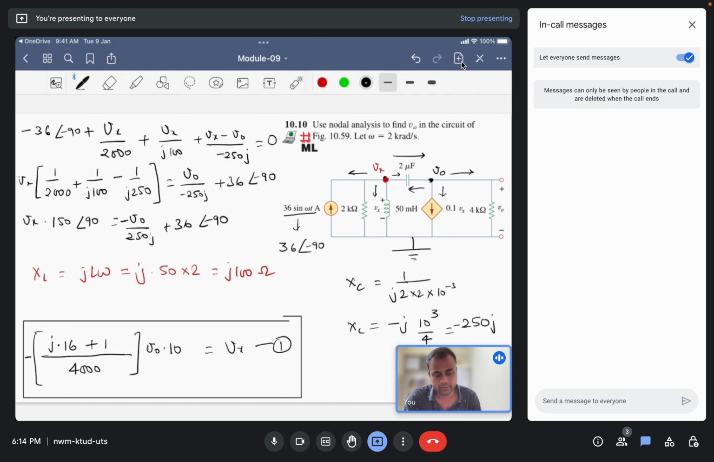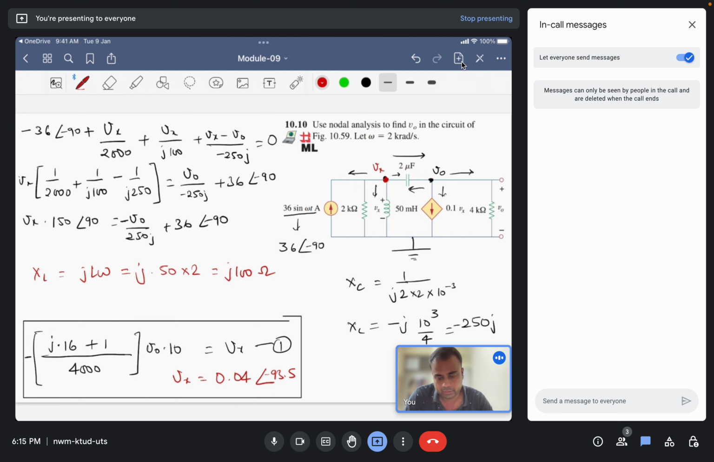Again we can simplify the Vx part here. 10 times (16 J plus 1) divided by 4000 and multiplied by minus 1. So Vx comes out to 0.04 angle minus 93.5.